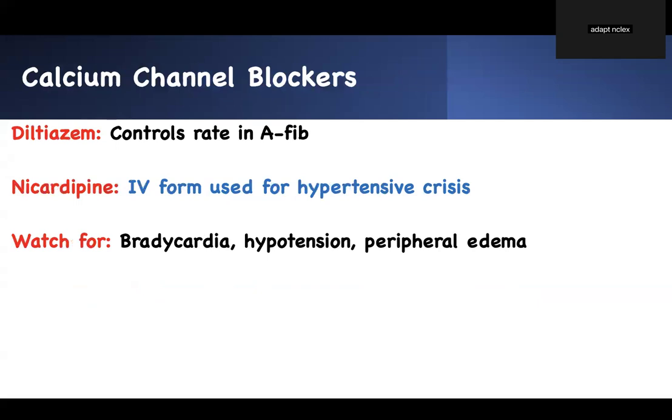And calcium channel blockers. They act like beta blockers. They slow things down. We can use them for any heart rate that is too fast, right? You can use them for hypertensive urgency. They also act like a vasodilator. That's the same effect. So you have headache, flushing of your face, peripheral edema, bradycardia. Those are all signs and symptoms associated with calcium channel blockers. And of course, avoid grapefruit juice.